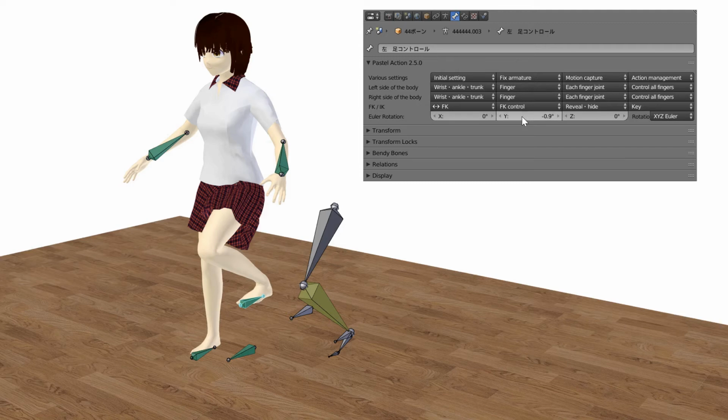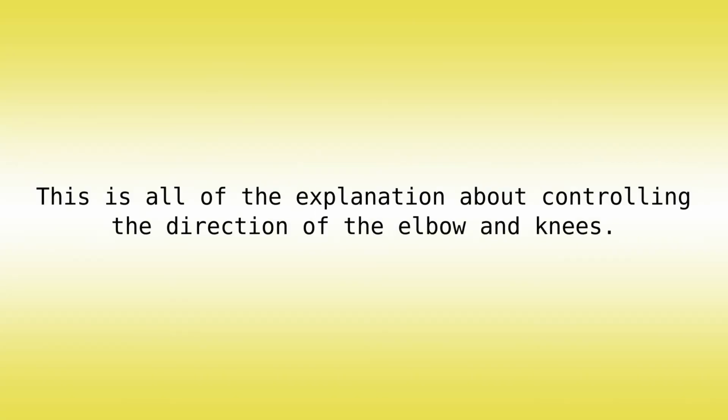Let's see the movement. You can see that when the IK dedicated bone is rotated, the knee's direction changes. This is all for the explanation about controlling the direction of the elbow and knees.